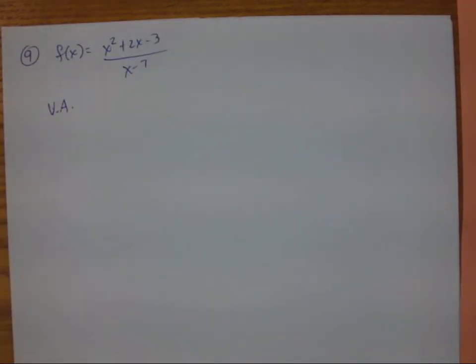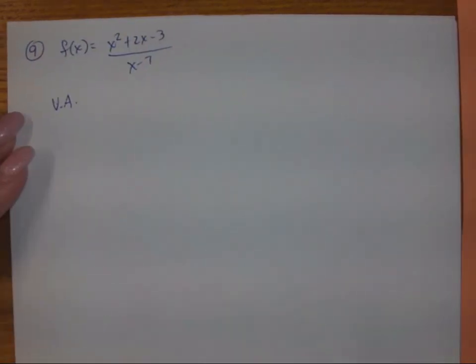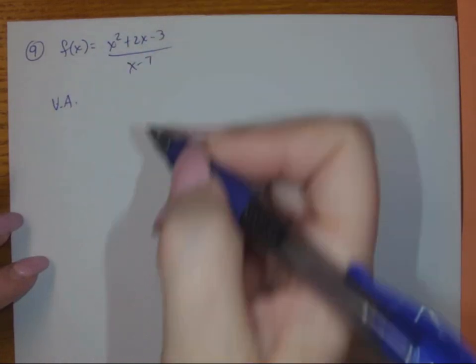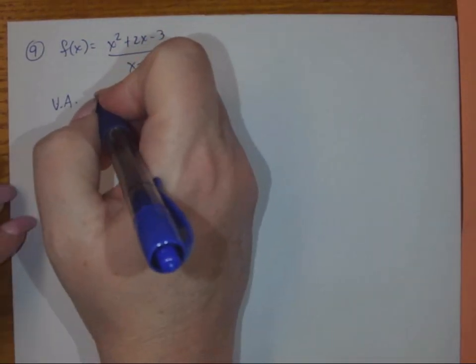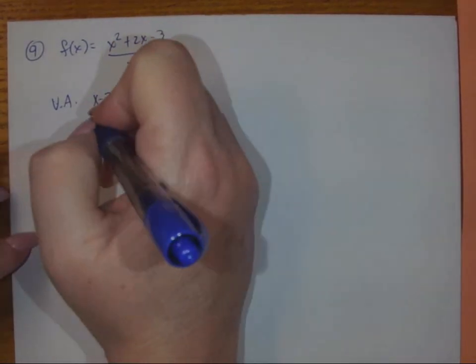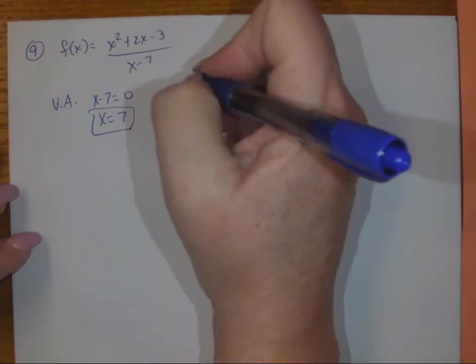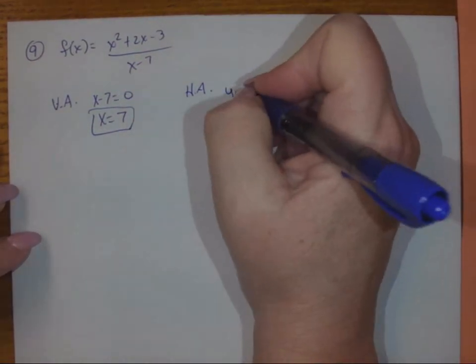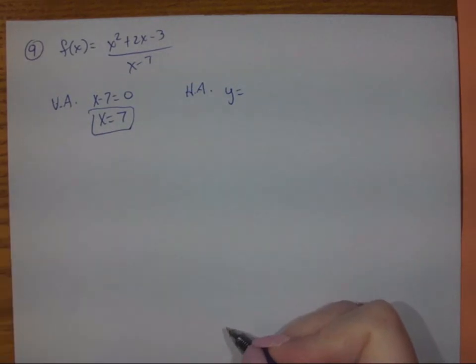You can learn them with the n and m's, but in class we did them just knowing what was happening. So with x minus 7, we are looking at the bottom part of our problem for the vertical asymptote. So x minus 7, set it equal to 0, you get x equals 7, and that is your vertical asymptote. For the horizontal asymptote, we're looking at the highest degree. It has to be y equals, because the vertical is x equals and the horizontal has to be y equals.